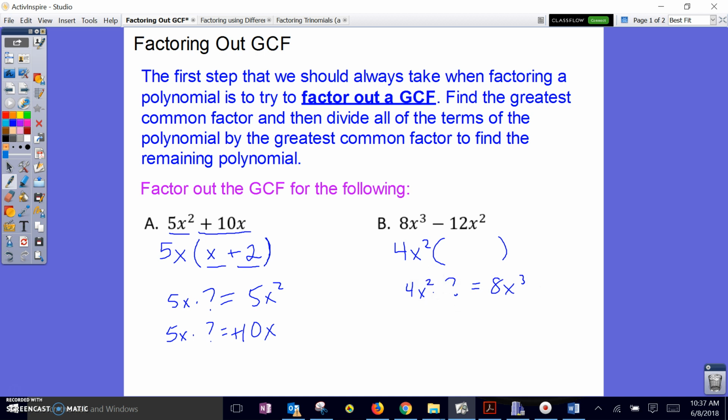4x squared times what gives us 8x to the third? The answer to that question is 2x. And 4x squared times what gives us a minus 12x squared? The answer to that question is minus 3. And so there's our factorization by factoring out the GCF in part B. Let's do a few more.